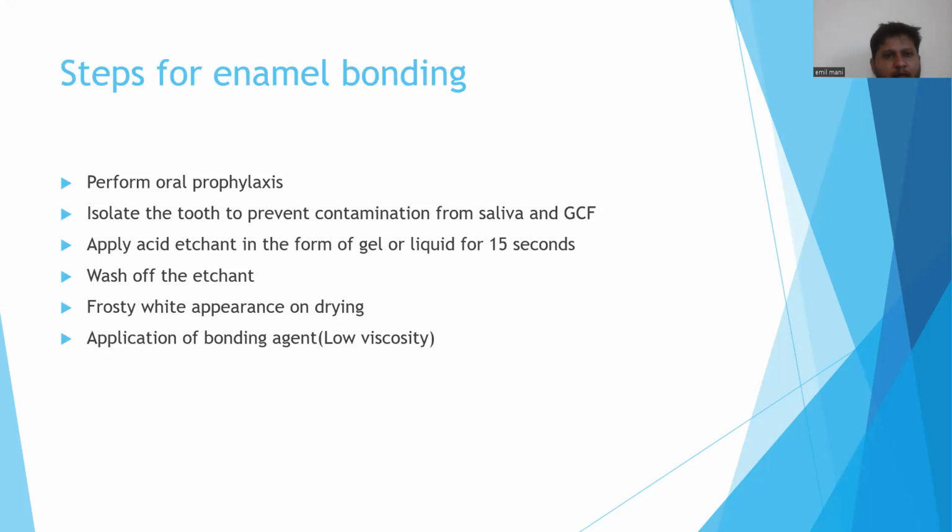The steps for enamel bonding include: perform oral prophylaxis, isolate the tooth to prevent contamination from saliva and GCF, and apply acid etchant in the form of gel or liquid for 15 seconds. Finally, we wash off the etchant, which results in the classic frosty white appearance on drying. Then we apply the bonding agent and cure it.